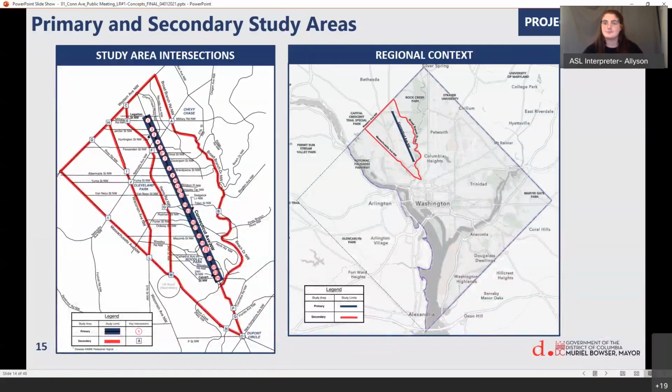This is a map of the study areas, the primary and secondary study area. On the left, you will see a blue corridor. The corridor extends from Legation Street to the north and Calvert Street to the south. You'll see that we've studied 24 intersections within that corridor. The red lines represent the secondary study area: Western Avenue to the north, Massachusetts Avenue to the west, Dupont Circle to the south, and Broad Branch Road and Beach Drive to the west. You'll see on the right a regional context map, and it shows how Connecticut Avenue fits into the regional context.